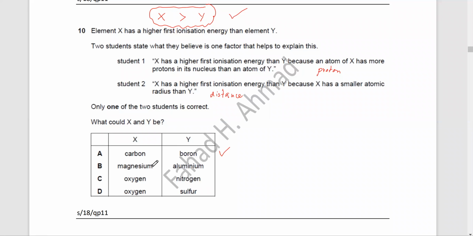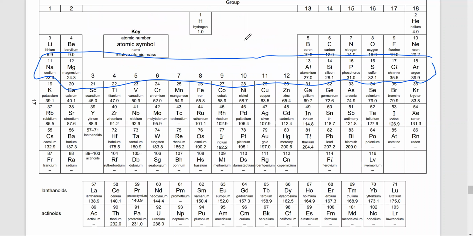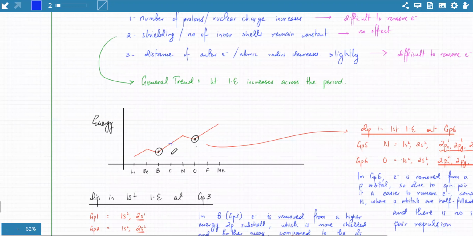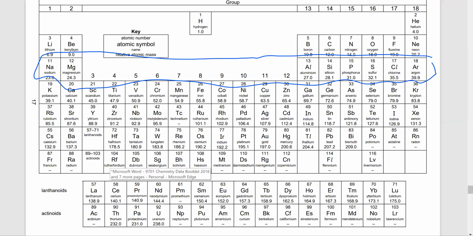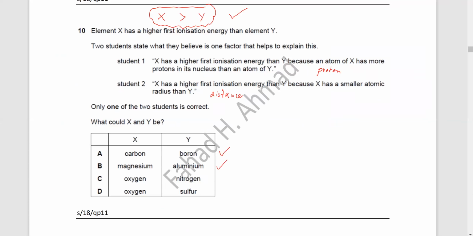Does magnesium have a higher ionization energy compared to aluminium? Now, magnesium and aluminium. Magnesium is group 2 and aluminium is group 3. Remember, there's going to be a dip at group 3. If you look at the sketch across the period, there's always a dip at group 3. So magnesium would be over here in group 2. Aluminium would have a lower ionization energy, so magnesium is going to have a higher ionization energy. So that is going to be correct as well. So magnesium, in all these cases, these elements have higher ionization energies.